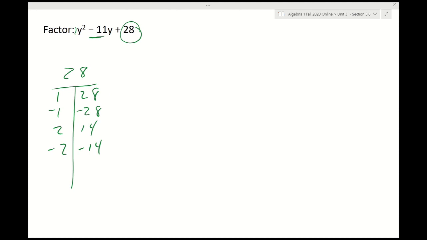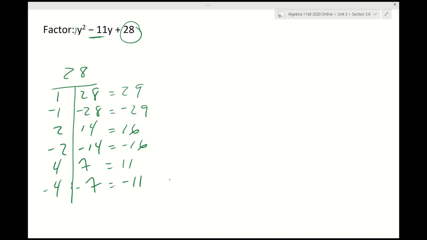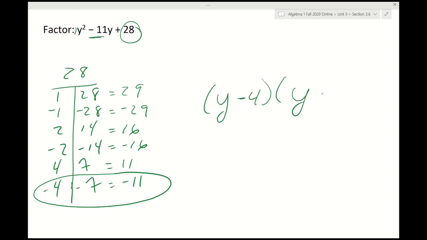3 won't go into 28 evenly. 4 and 7, negative 4 and negative 7. Remember, each of these pairs will multiply to give me a positive 28. So the sums are 29, negative 29; 16, negative 16; 11, negative 11. I have a negative 11. That's what I was looking for. So this trinomial can come about from y minus 4 and y minus 7 being multiplied together.